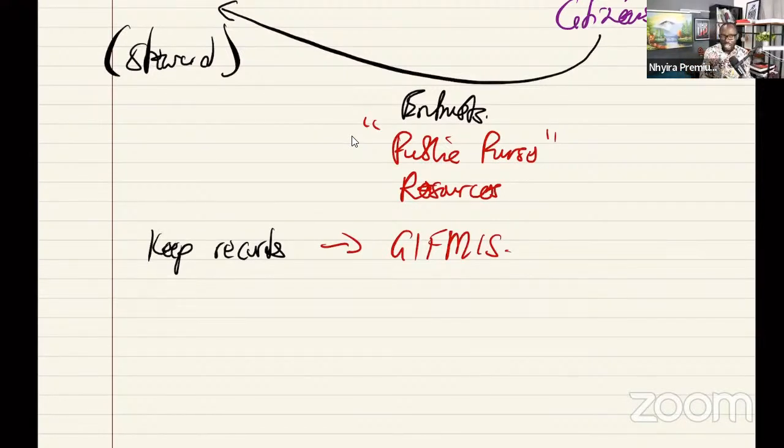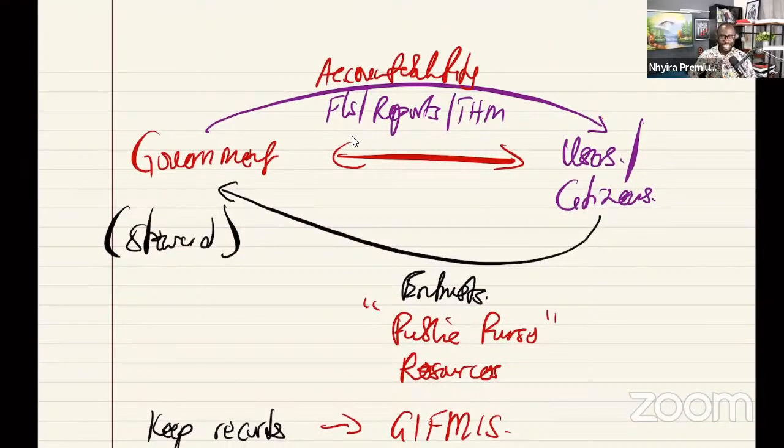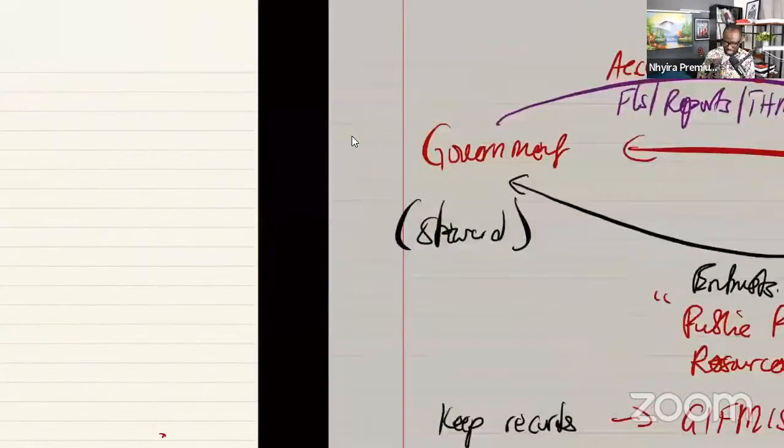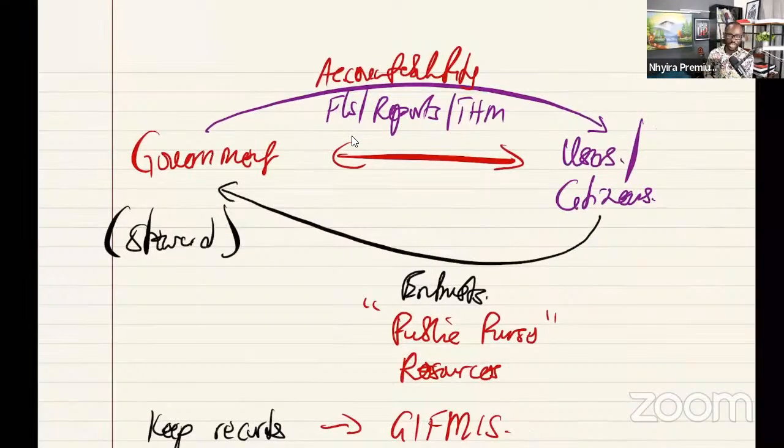So now all government entities are required to keep their records using what? The GIFMIS, the Integrated Financial Management Information System. So the way these records are kept, classified, analyzed, and presented to the users is what we refer to as what? Government accounting.